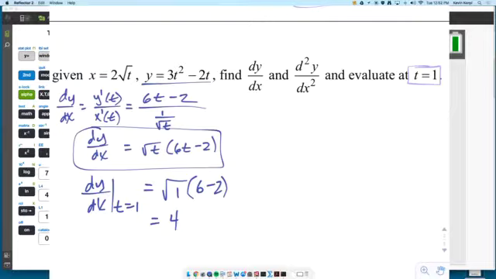So at that moment, you could say one of two things. The particle is traveling 4 units vertically for every 1 it's traveling to the right, or it's traveling through the curved path at 4 units per unit of time.